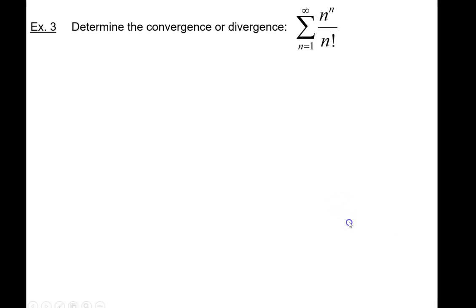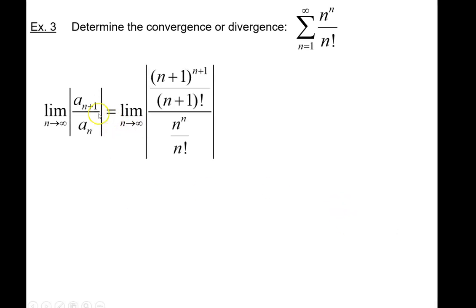How about this one? We have n to the n over n factorial. So again, if you have some unfamiliar terms, if you have factorials in there, if you have a lot of weird exponents, that's when the ratio test might be a good bet. So let's go ahead and get this set up. Okay, so our ratio looks like this. The n plus 1th term becomes n plus 1 to the n plus 1 over n plus 1 factorial. The nth term is n to the n over n factorial.